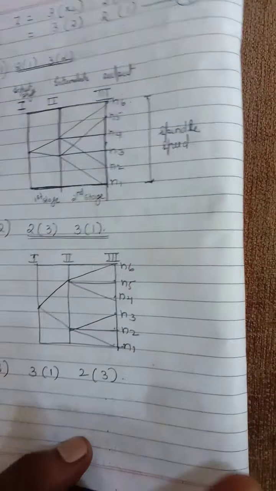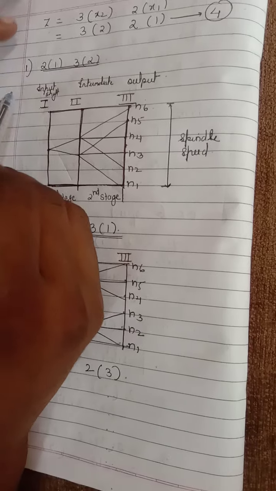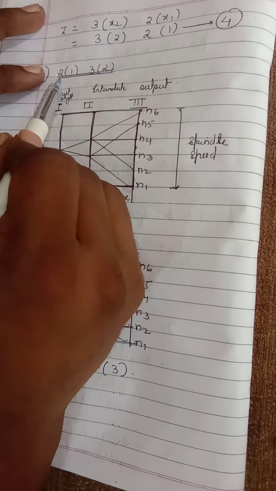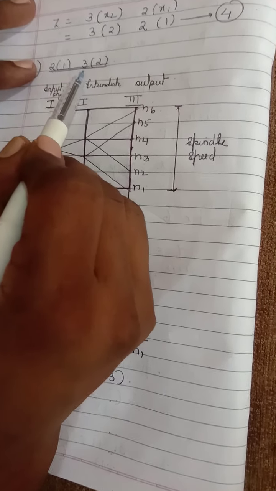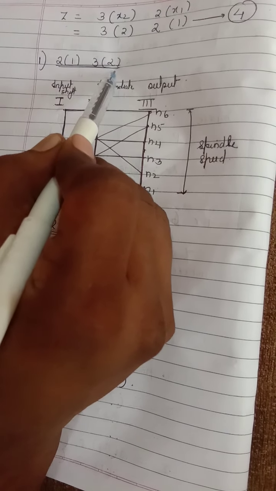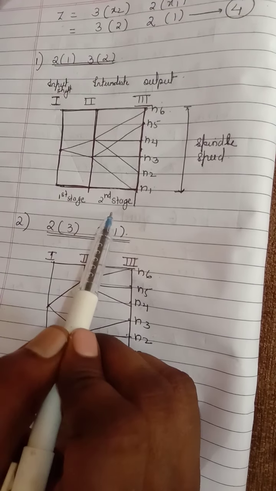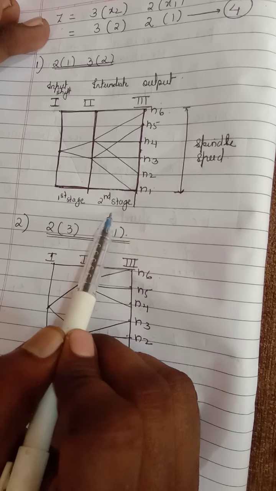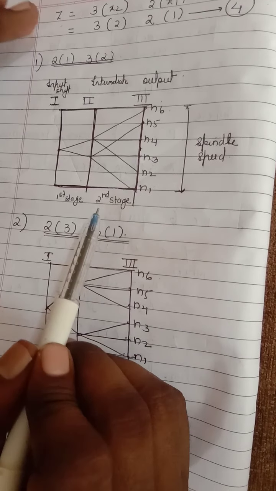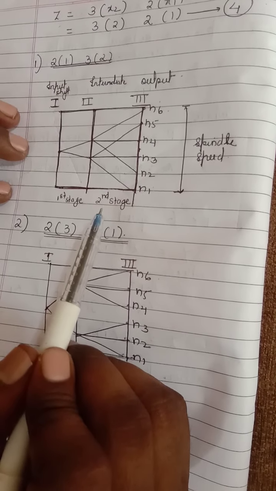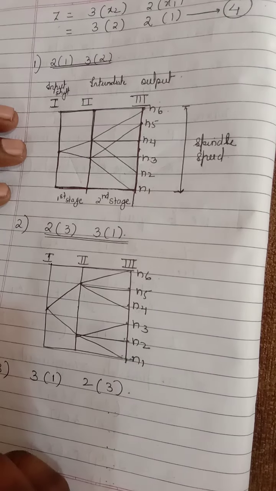Now we will be going for the first arrangement or combination, which is 2 in bracket 1, 3 in bracket 2. So this is the structural diagram. Now how to draw the structural diagram? First see over here, and then I will try to show you by drawing it.